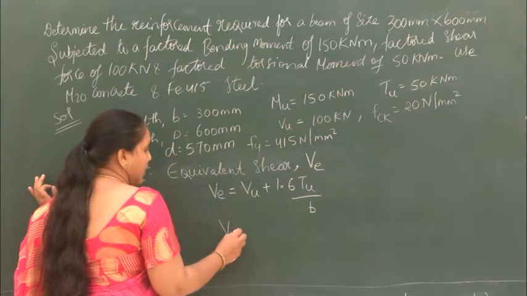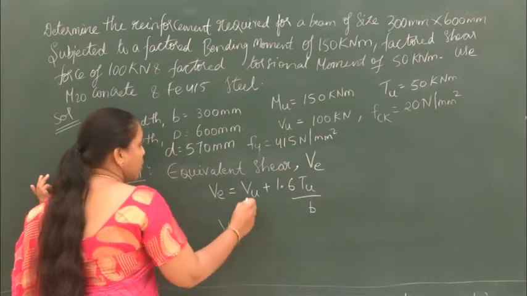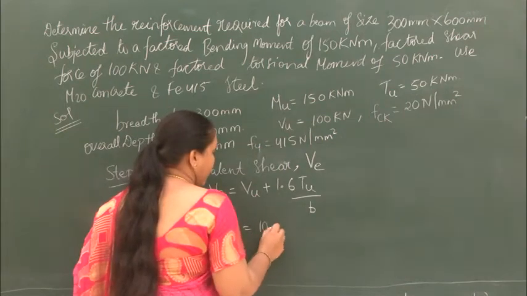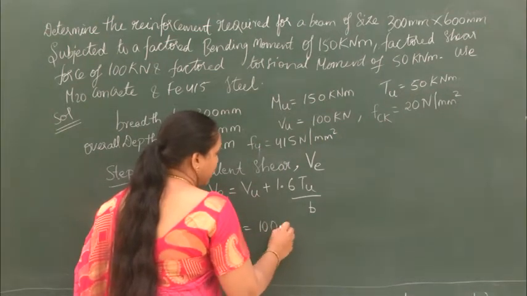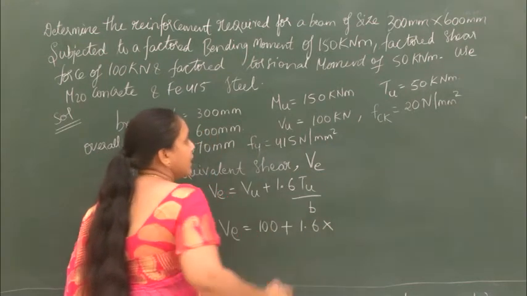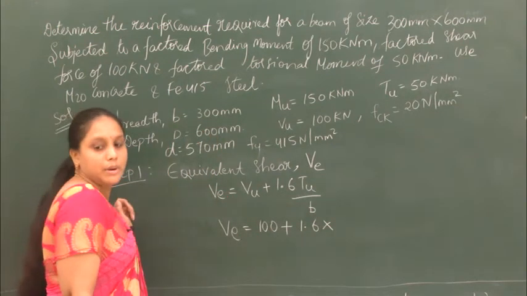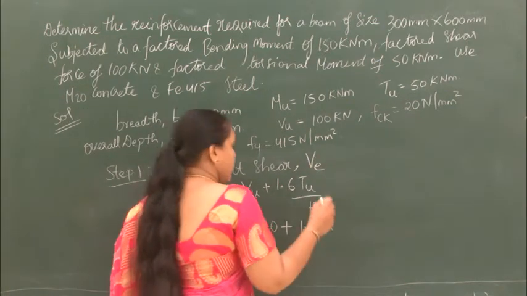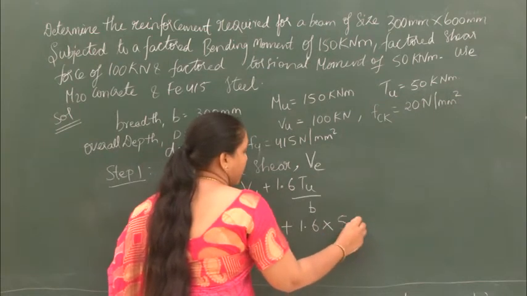That is the equivalent shear force, VE is equal to VU. How much is VU? It is given as 100 plus 1.6 into TU. What is TU? TU here is nothing but the torsional moment. So what is the torsional moment here? The torsional moment is 50.